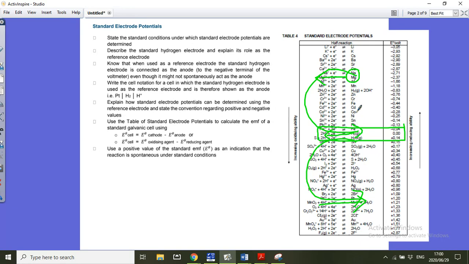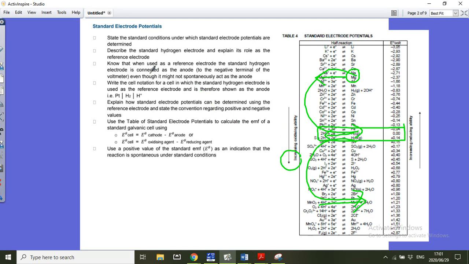Now, if you look at these reactions, these values are all negative above hydrogen because these substances would rather lose electrons and the hydrogen would rather gain an electron. But if they have a positive value, hydrogen would rather lose the electron and those substances will rather gain the electron. So the more positive the value, the bigger the chance of the substance taking up an electron. And we said that before because an increasing oxidizing ability, which means a stronger oxidizing agent, would rather be reduced, taking up electrons.